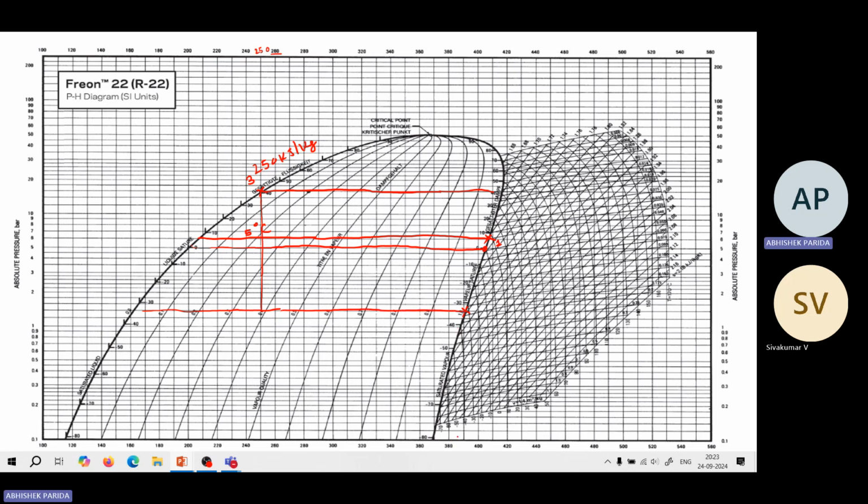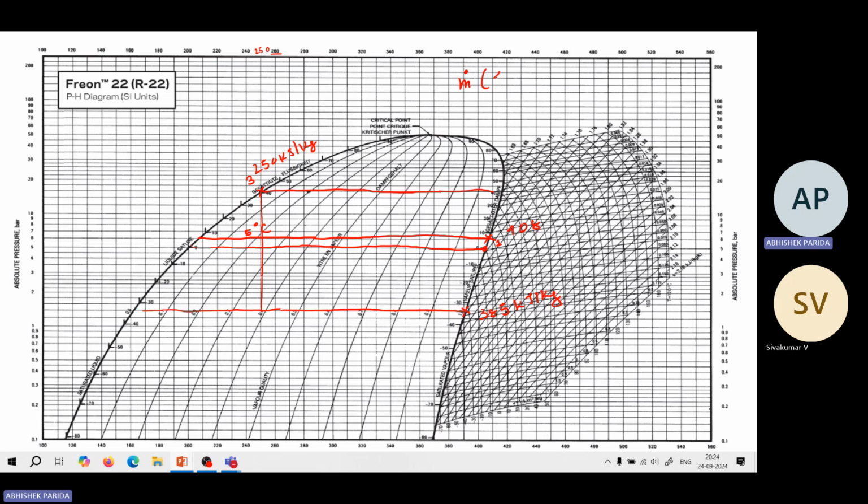So if I'm not wrong, this value is somewhere between 380 and 390. You can take it to be 385 kilojoule per kg. And one value is somewhere near 410. Let us take it as 408. Okay, so calculate m dot.